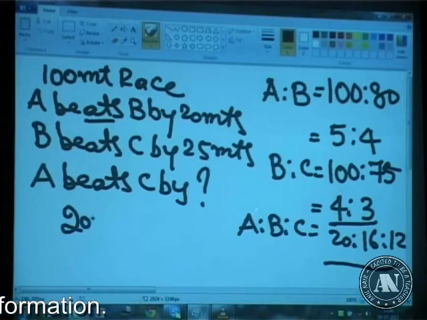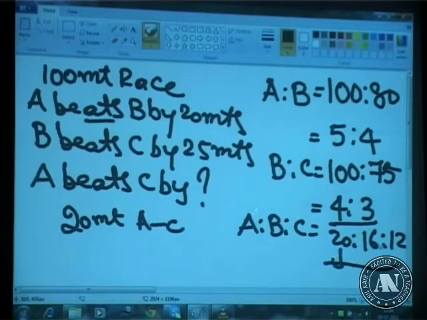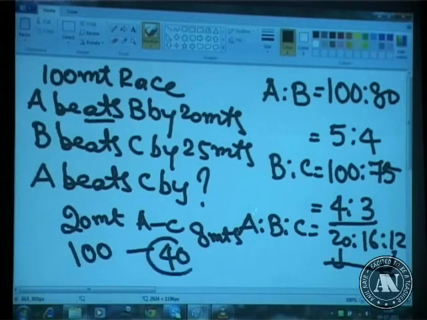That means in a 20 meter race, A will beat C by how much? If A runs 20, C will run how many meters? 12 meters. That means A will beat C by 8 meters. But I need the answer for 100. 8 fives are 40. Compound ratio application. Clear? One more example.